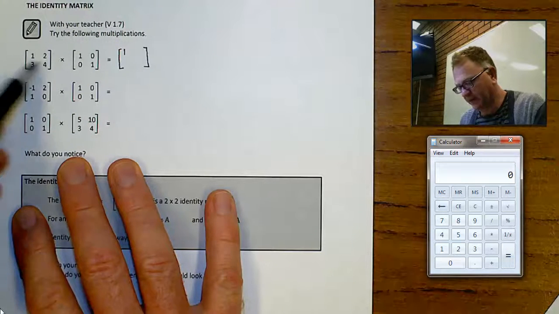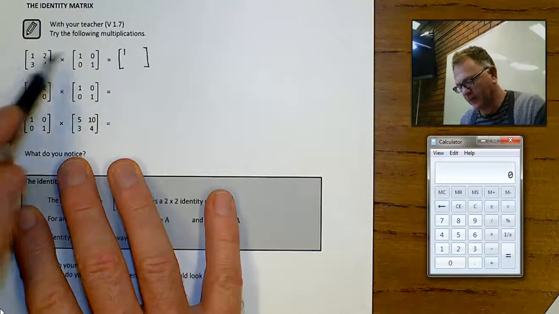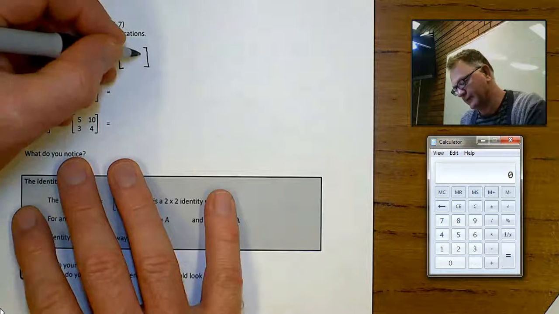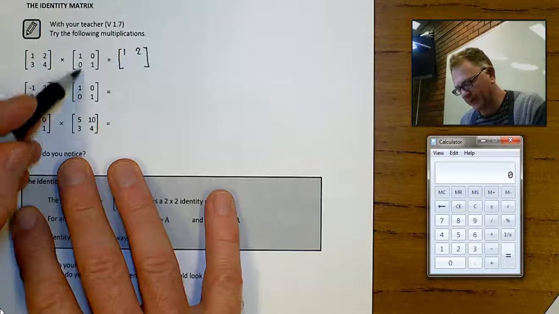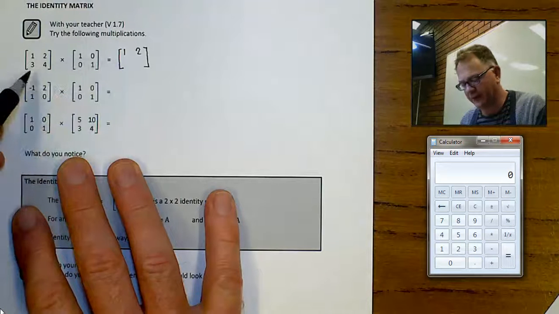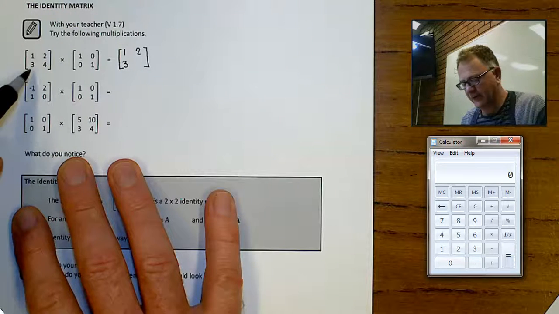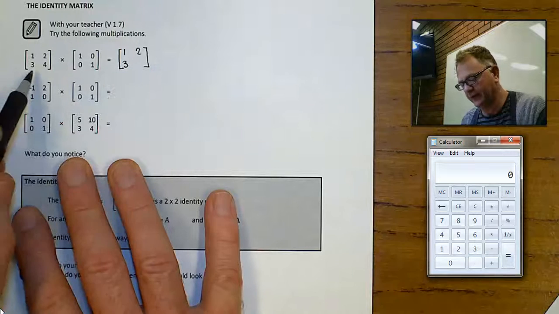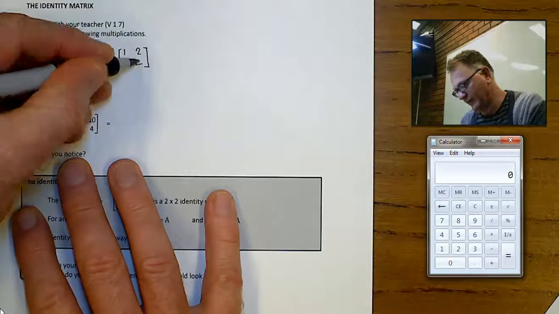Then rows by columns to get the entry here. 1 by 0 plus 2 times 1 is 2. Multiply rows by columns to get the result here. 3 times 1 plus 4 times 0 is 3. And rows by columns to get the result here. 3 times 0 plus 4 times 1 is 4.